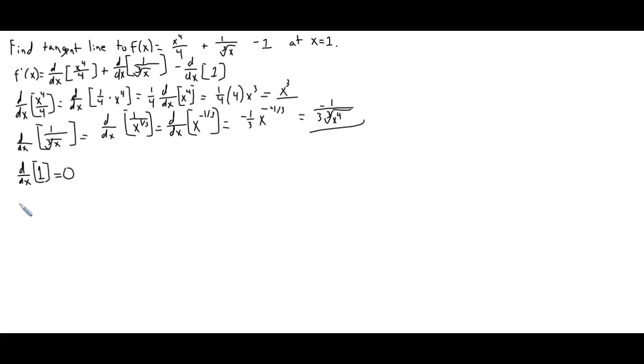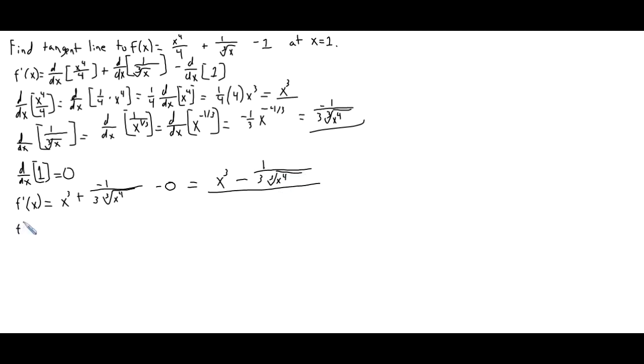And now we can rewrite the derivative as f prime of x equals the derivative of x to the fourth over 4, which is x cubed, plus the derivative of 1 over the cube root of x, which is negative 1 over 3 times the cube root of x to the fourth, or negative 1 over 3 times x to the 4/3, minus 0, which is x cubed minus 1 over 3 times the cube root of x to the fourth. Okay, so that's f prime of x.